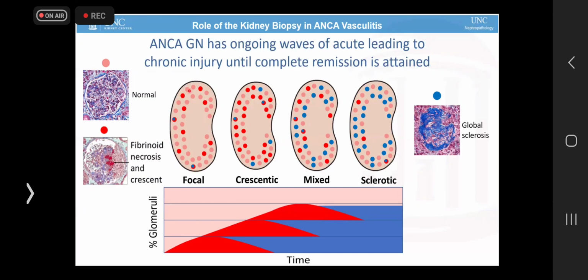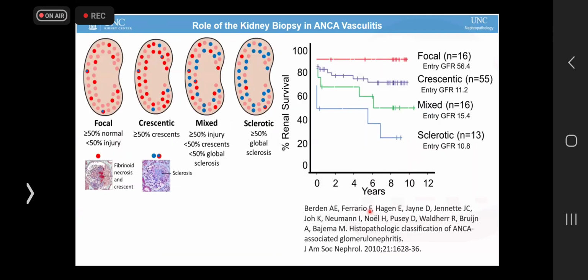And so early on, there may be a small proportion, less than 50%, of acute lesions and very few, if any, sclerotic lesions. These increase over time. Eventually, you start to accrue more scarring. And at some point, if you had a severe disease affecting most glomeruli, you may have mainly sclerotic glomeruli. So there are these progressions that we've already talked about. The Berden system was the first that I'm aware of that looked at this proportion of acutely injured versus chronically injured glomeruli and compared it with outcomes.